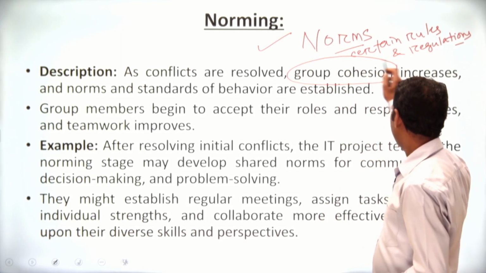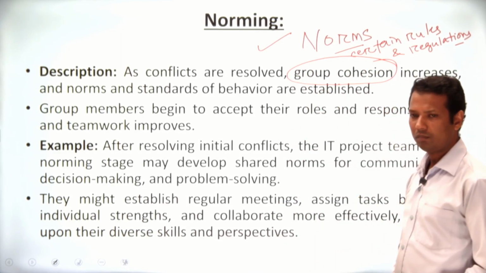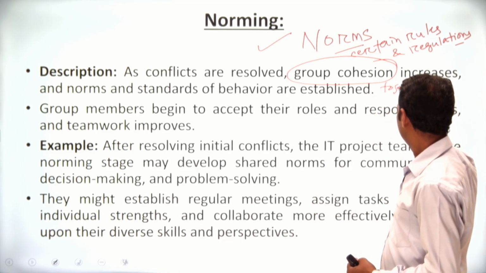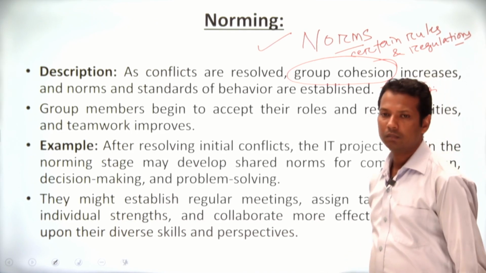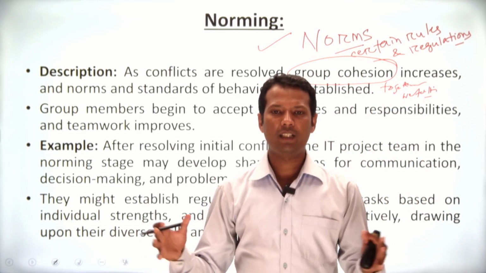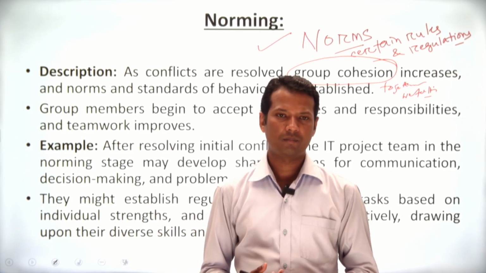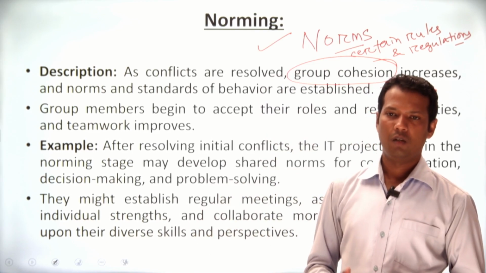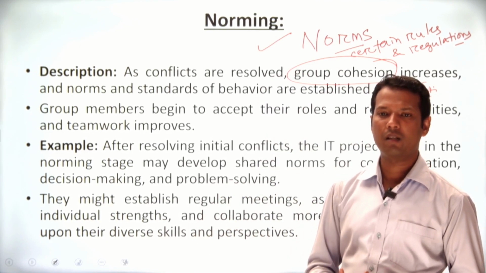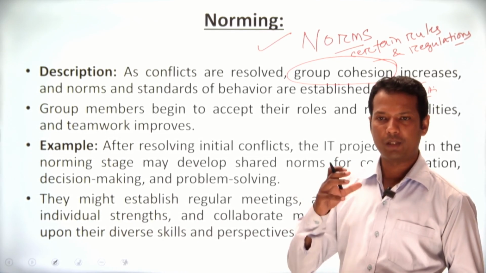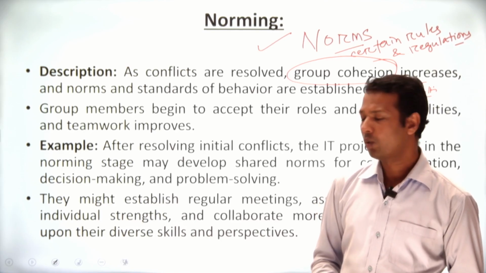What do we mean by group cohesion? Togetherness. We feeling. There is a bonding. Once the conflict is over, group cohesion starts, and norms and standards of behavior are established. What should be the norms? What should be the behavior? What should be the standard? What should be the rules and regulations of that particular group? They are established.